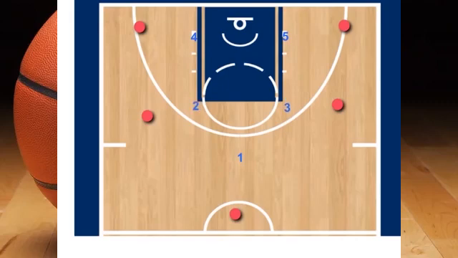This allows quick closeouts and the ability to contest every shot taken from the 3-point line. Therefore, the 1-2-2 zone defense is often used against teams that have strong guards and 3-point shooters, but aren't strong on the inside. The 1-2-2 zone defense has 3 strengths.